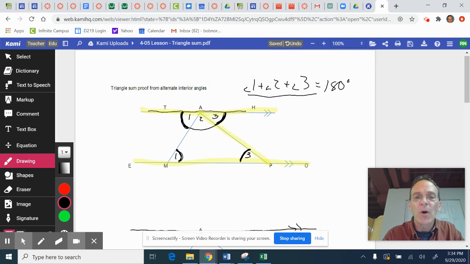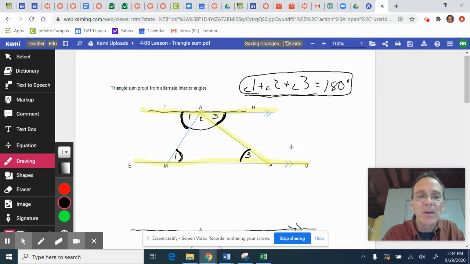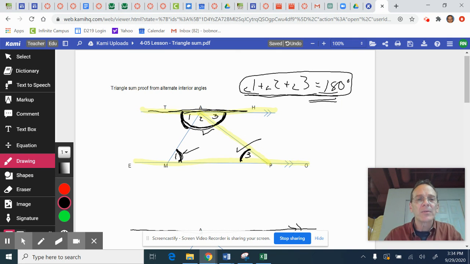Now look, we've already declared that angle 1 plus angle 2 plus angle 3 is 180 degrees from this part of the diagram. But this is also an angle 1, and this is also an angle 3. And so angle 1 plus angle 2 plus angle 3 have to be equal to 180 degrees, no matter what the size or shape of the triangle. Okay?